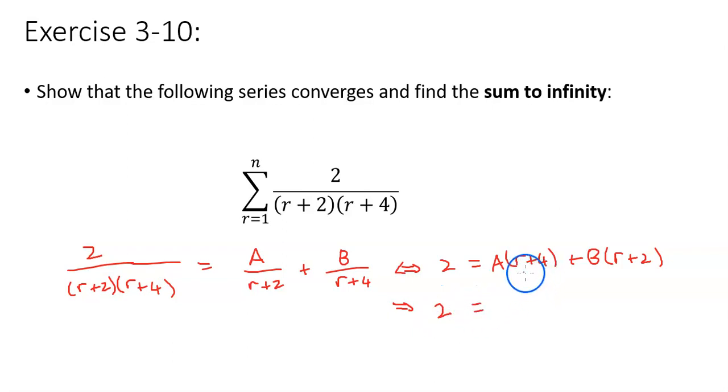is equal to 2a, so that means that a is equal to 1, and also that 2 is equal to negative 2b. So that means that b is equal to negative 1.